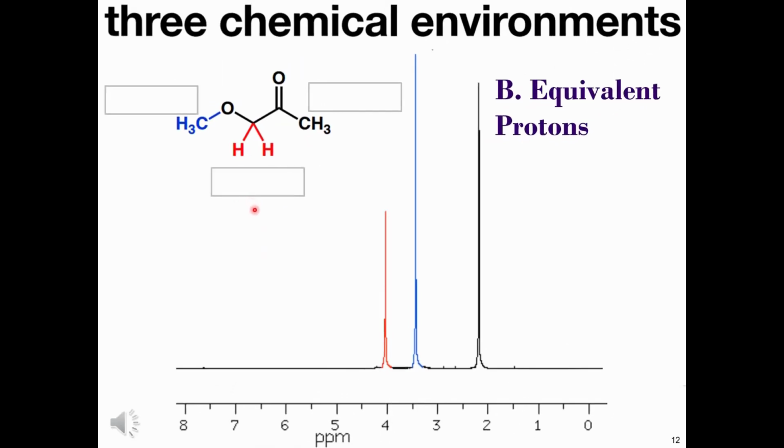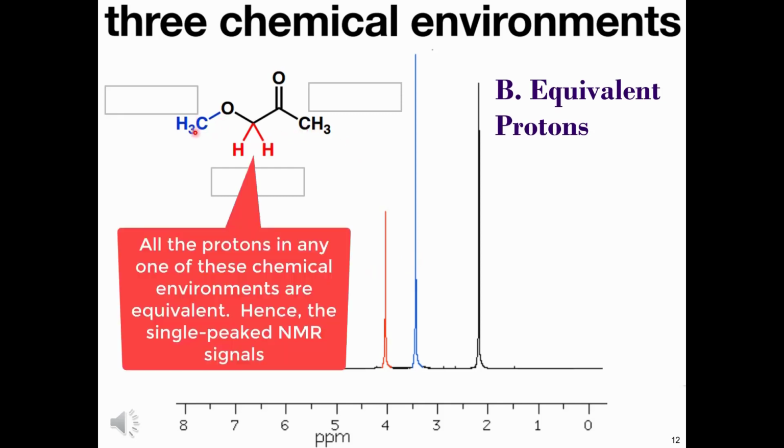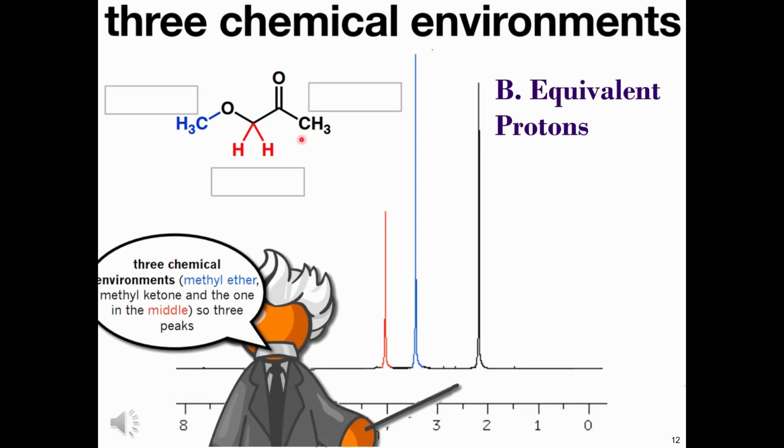Finally, we have a proton NMR with 3 unique signals, which means that there are 3 unique chemical environments for those protons. All of the protons in any one of those environments are equivalent. Hence, this is why we have been observing only single peaks for each of these NMR signals. Also, we now have the effects of protons that neighbour both a carbonyl group and an electronegative oxygen atom simultaneously.